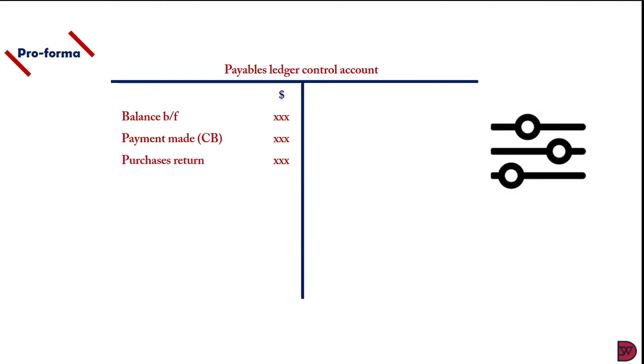Purchases return is debited here. We can find out from the purchases return journal. Discount received, contra, is debited here. It was credited on the receivables ledger. We move to the credit side.